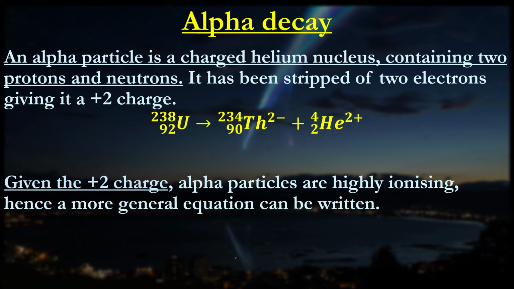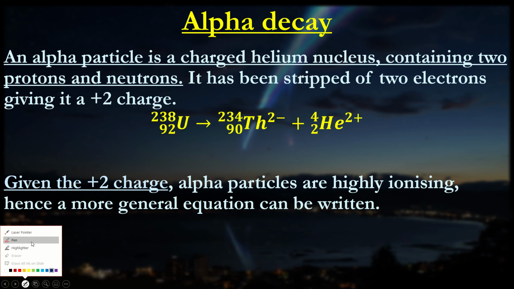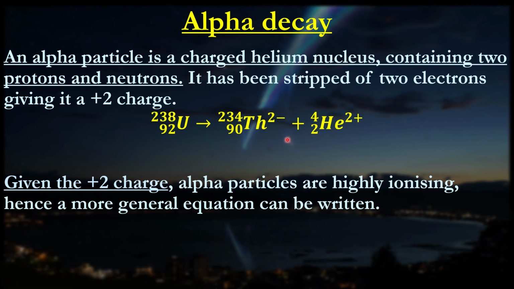So generally speaking, when it comes to an alpha decay, the alpha particle, you can consider it a helium nucleus without the valence electrons. So there are two electrons that are non-existent, and so it gives it a +2 charge. So it's more massive than a proton, and it has a greater charge than a proton. It's got +2 charge.